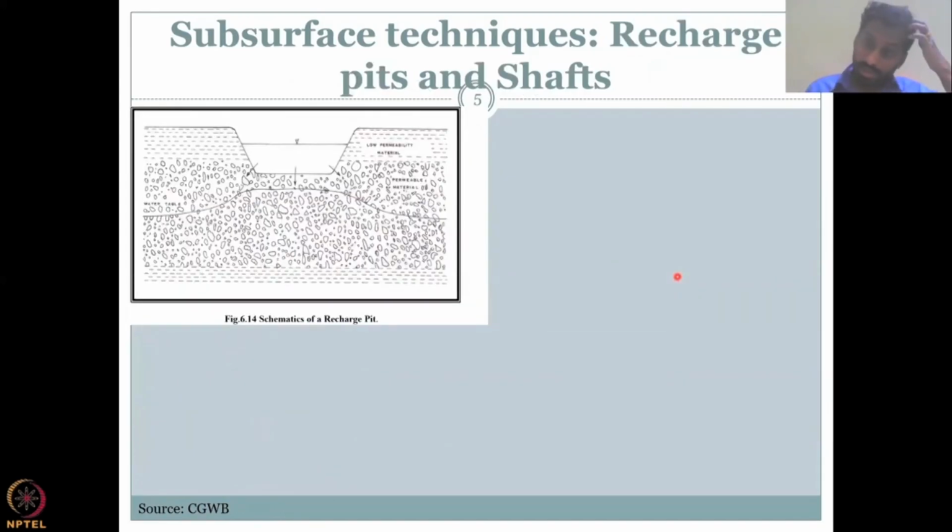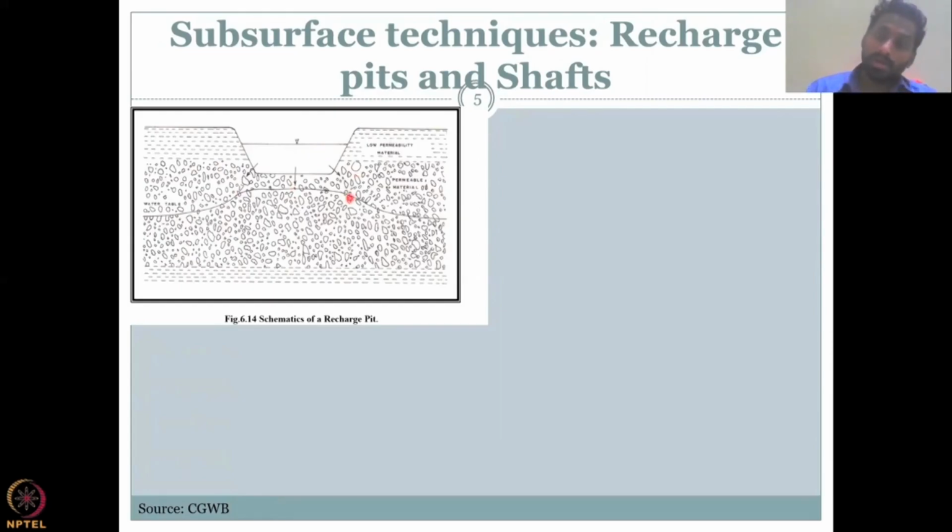Then we have the recharge wells, recharge pits and shafts. So we've already shown a recharge well. A pit is just a small kind of a well. You can see here, along the subsurface, you dig a small pit. A pit is a big hole, a big gap, and then you take the soil out. And if you put water in, slowly it will recharge. You could see the arrow marks recharging after you put in water.